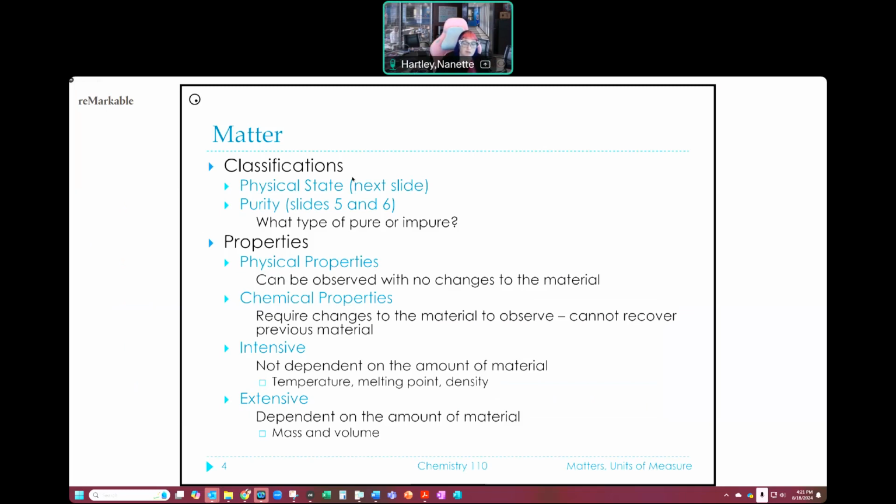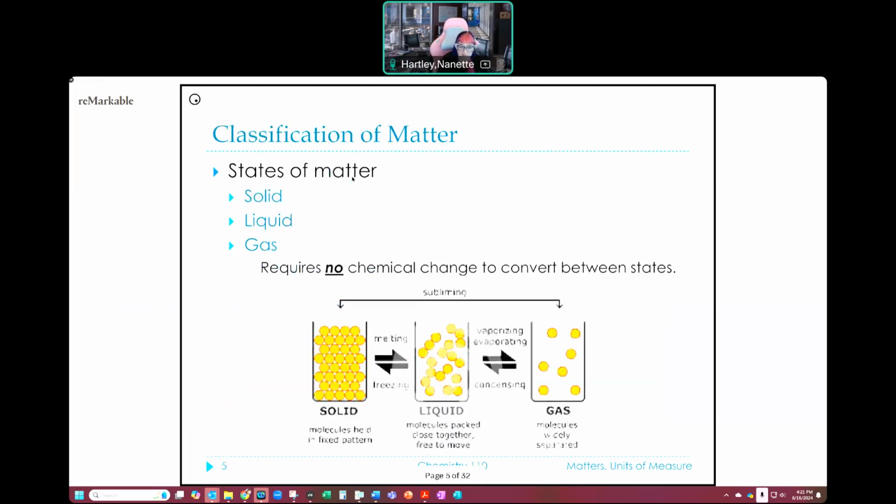So now let's talk about those physical states. Hopefully we're pretty familiar with some of the physical states. We have solids, liquids, and gases. If you want to think about something we're all pretty in common with, we can talk about water.